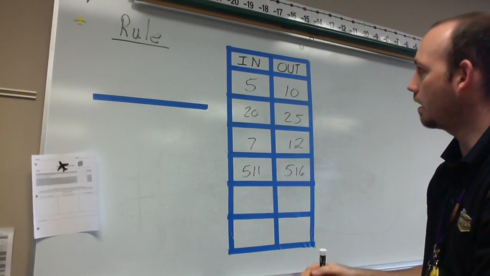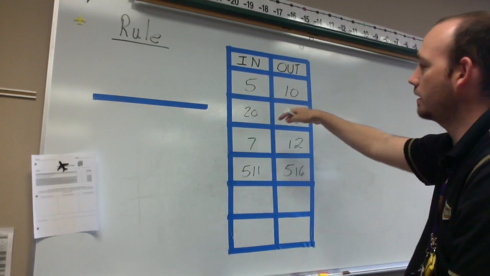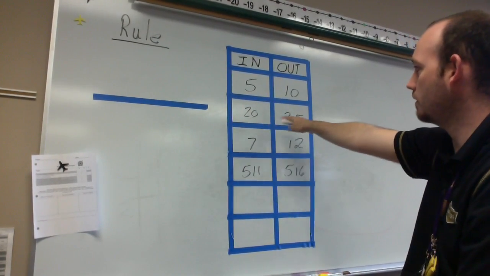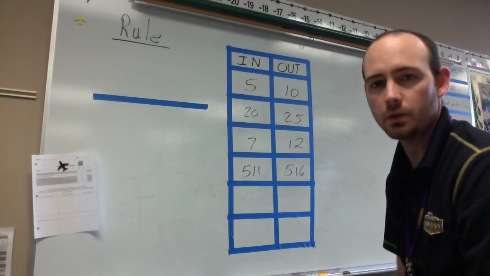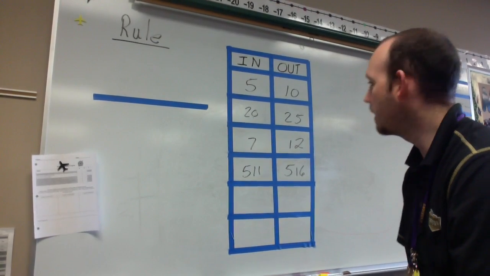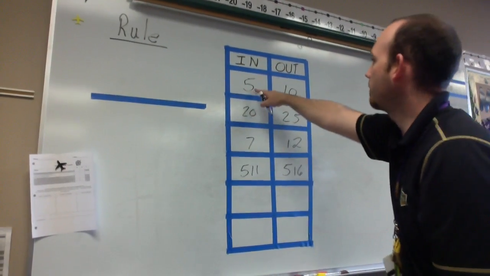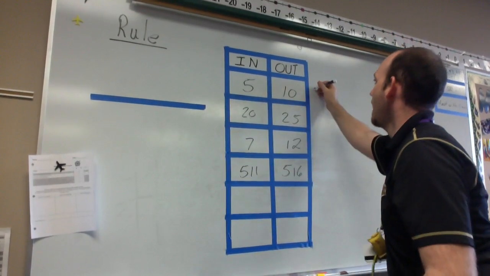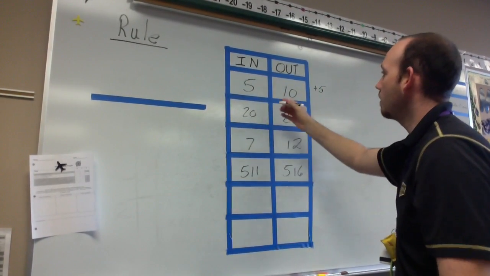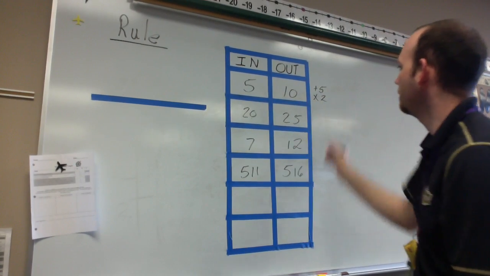First thing you should look at, are our values getting bigger or are they getting smaller? 5 to 10, bigger. 20 to 25, it's getting bigger. So I know it's either going to be addition or it's going to be multiplication. So I'm going to look at my smallest one. From 5 to 10, I know I'm either adding 5, so plus 5, or I'm multiplying times 2.